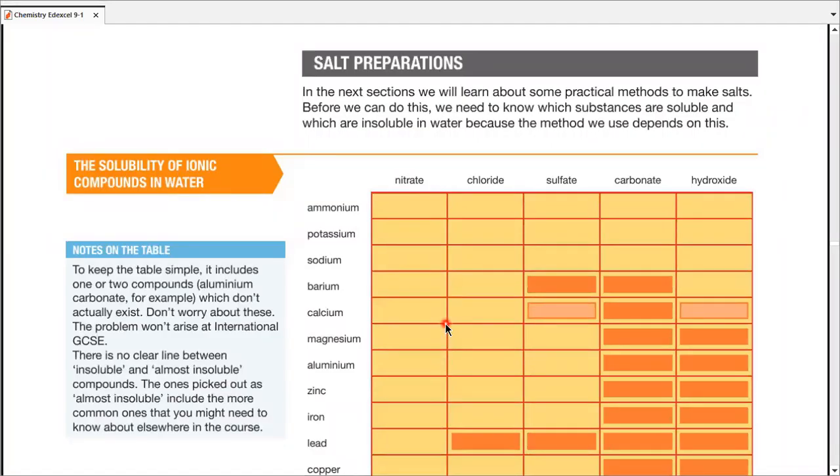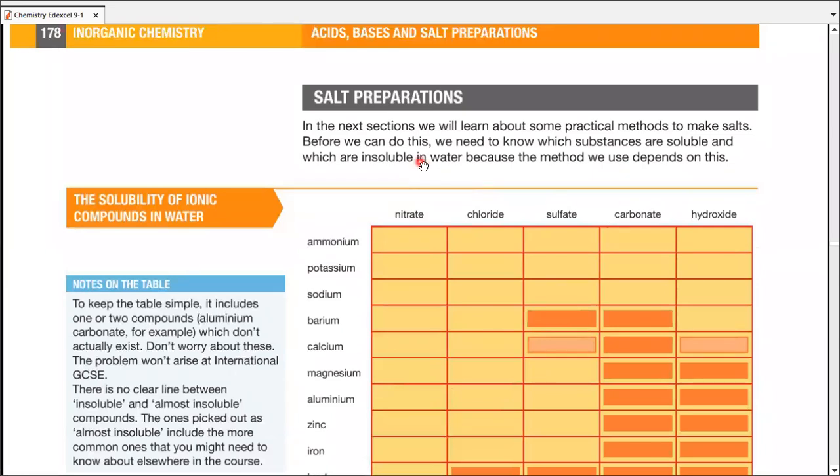All right. Acids, bases, and salt preparations. Let's take a quick review of what we did last time. Last time we talked about salt preparations. Now, before we can prepare any salt, what we are required to do is to know whether the salt is water soluble or insoluble, or probably the third category, that is slightly soluble in water.